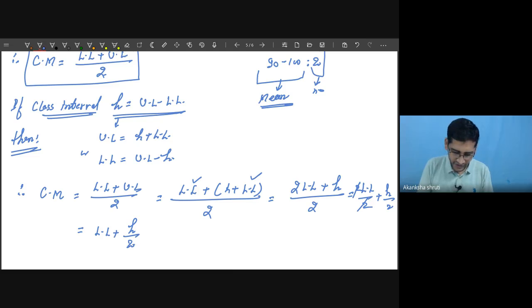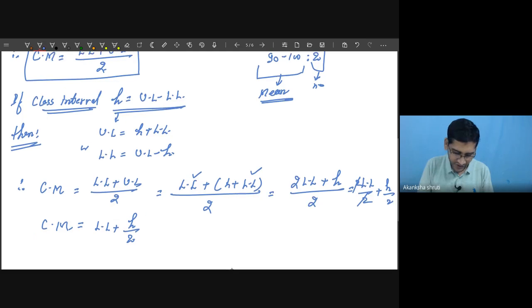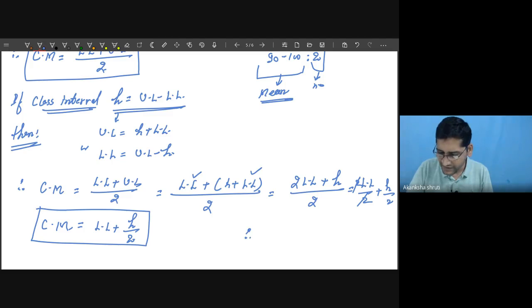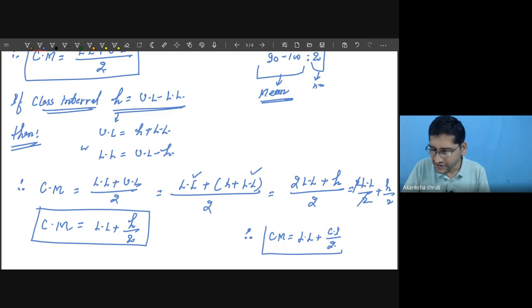So this is the alternate formula for our class mark. Students, the class mark can also be obtained by taking the lower limit, then taking the class interval, dividing it by 2, and adding it to the lower limit. Quickly you can get it.